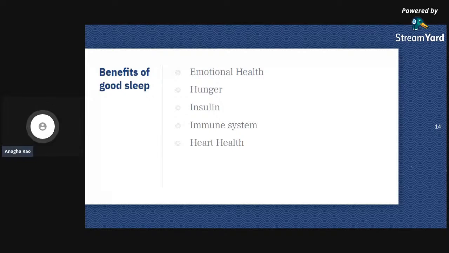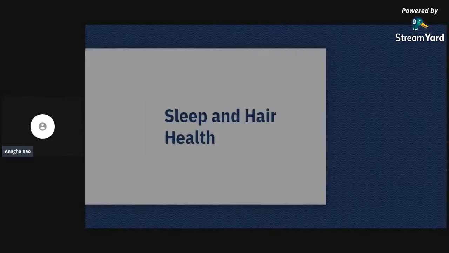Immunity. So sleep can actually improve the immune system, because when you sleep, our body makes cytokines and that produces antibodies. And these antibodies can help fight off any diseases. The heart health. So lack of sleep is associated with high blood pressure, which is why it can harm heart health, because high blood pressure is associated with heart health.